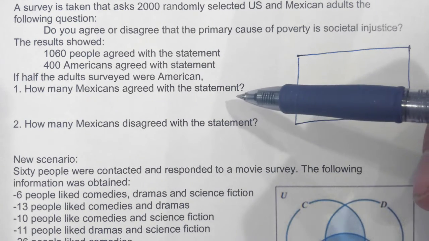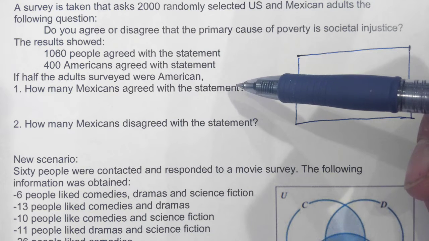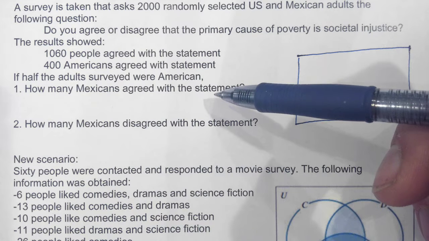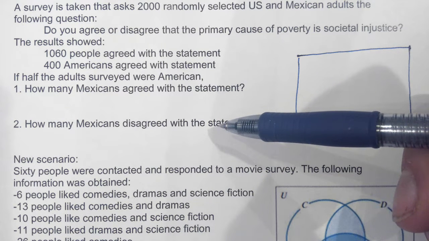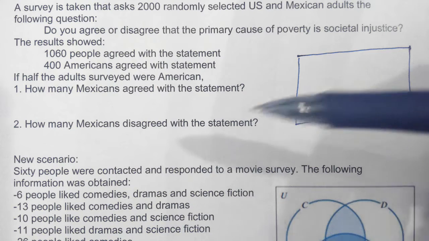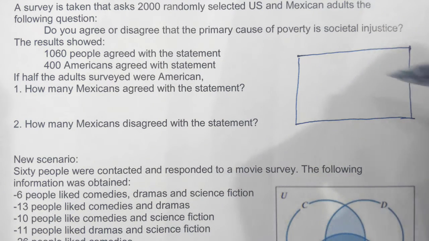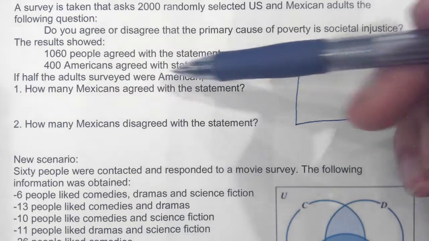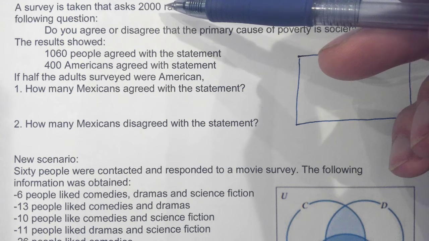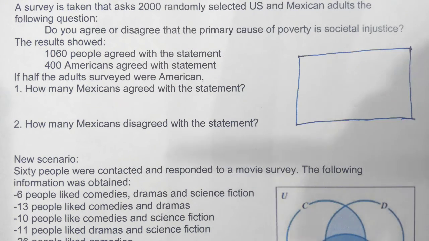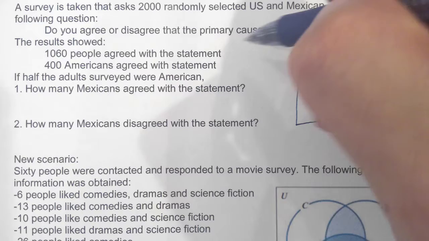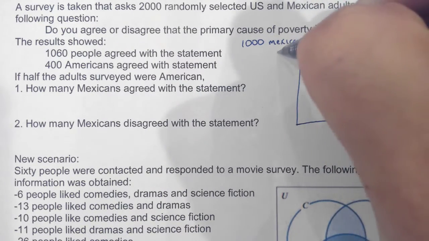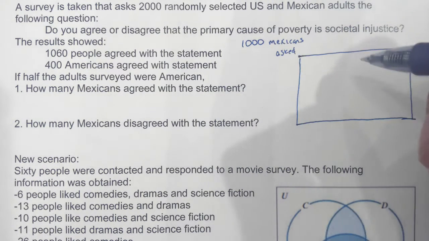And the questions are how many Mexicans are in both of the statements. So it says that half of the adults surveyed were American, and if 2,000 were asked the question, how many Mexicans were asked? So there were also 1,000 Mexicans asked, right? Okay.